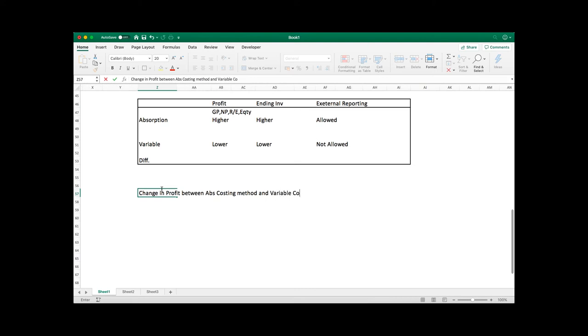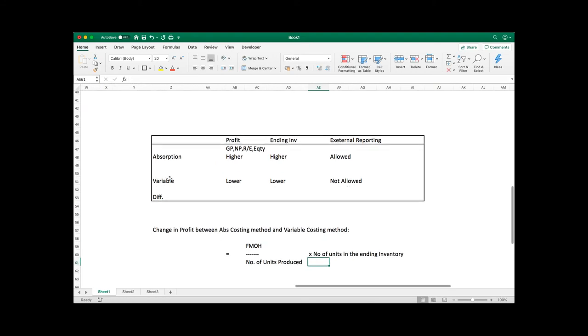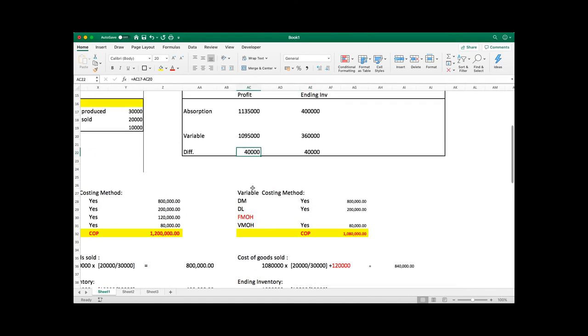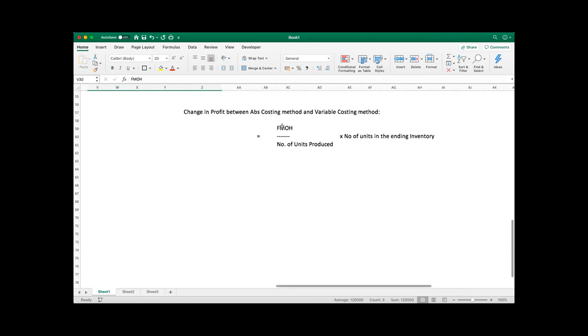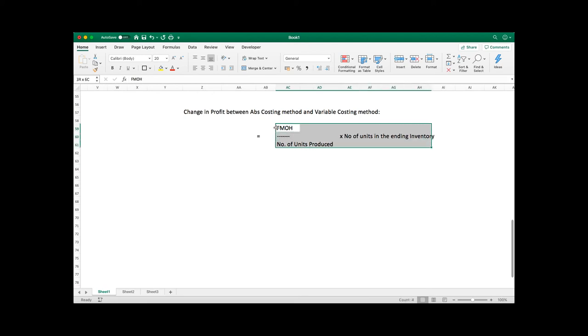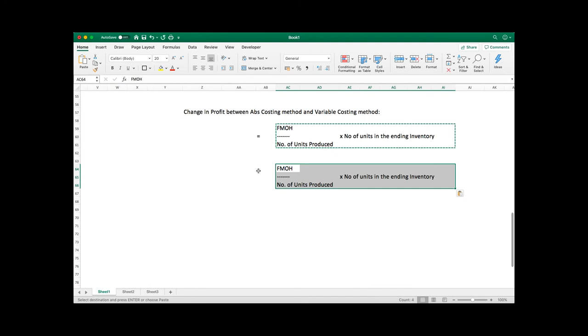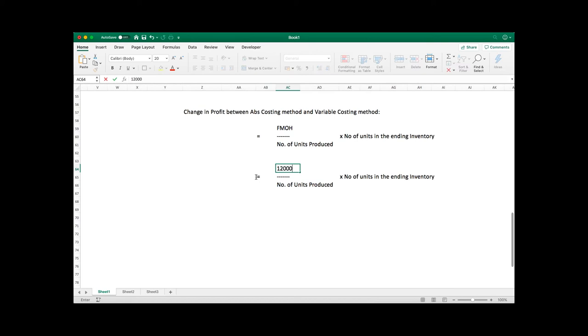Okay. And one important point, to save your time in the exam: sometimes in multiple choice questions, he may ask you what is the change in the profit between the absorption costing method and the variable costing method? So use this formula: change in profit between absorption costing method and variable costing method equals, just simply, fixed manufacturing overhead divided by number of units produced, multiplied by number of units in the ending inventory. This will give you the difference in the profit.